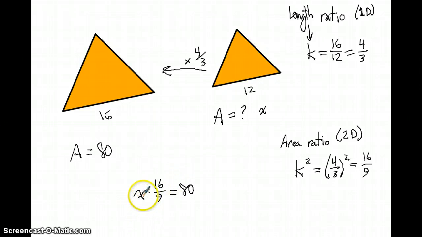All right, x times 16/9 is 80, so x equals 80 times 9/16, which I can just about do in my head because 80 divided by 16 is 5. 5 times 9 is 45. So the area of this thing is 45.